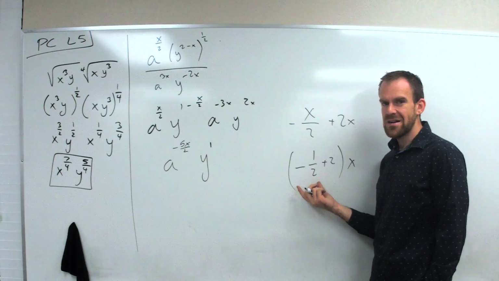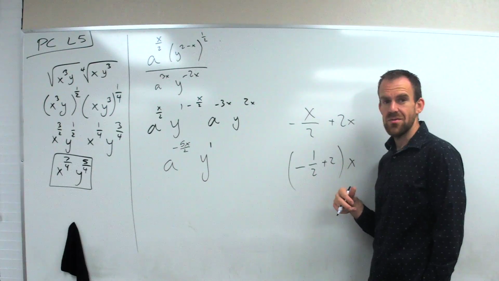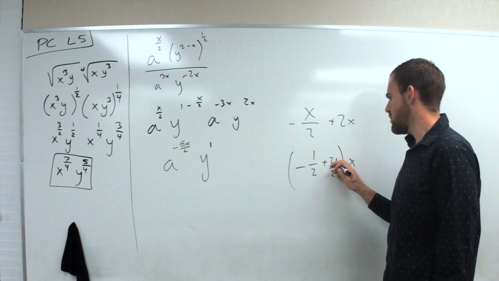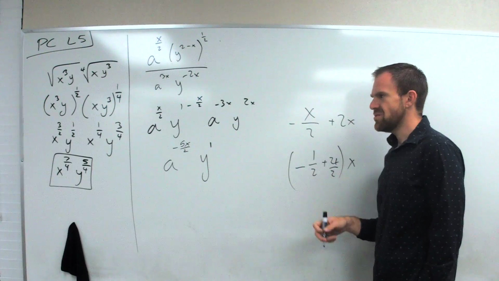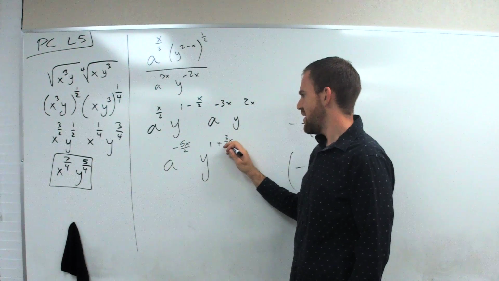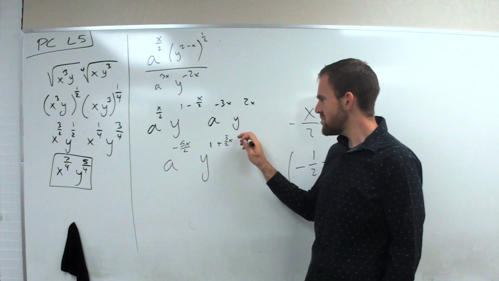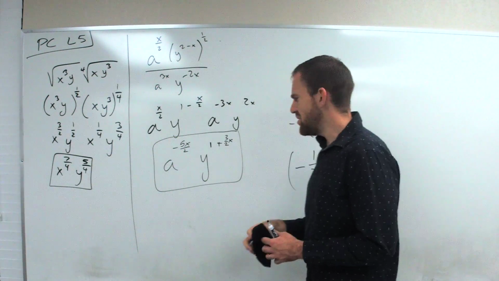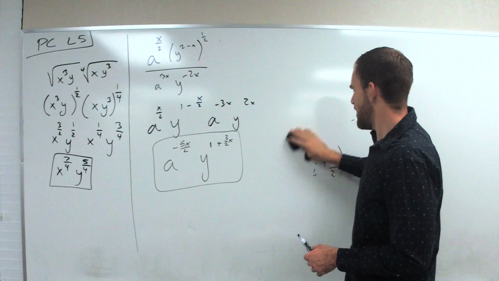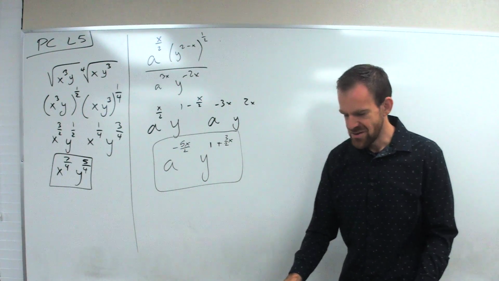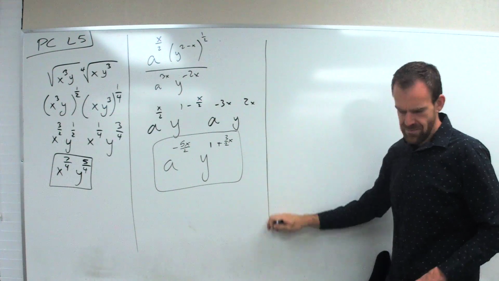This is a simple fraction problem. Negative 1/2 plus 2. So what is negative 1/2 plus 2? Well, 2 is 4/2. So 4 minus 1 is 3. So plus 3/2 x. And that's your answer. This is really just an exercise in you being diligent about keeping track of your minus signs and really paying close attention to what you're doing here.